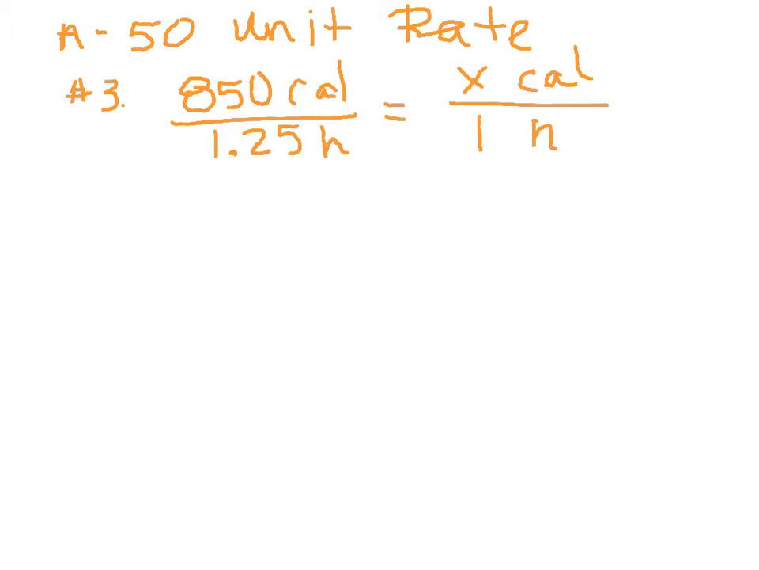So this is a 50. I'm doing a unit rate problem and it's number 3. Okay guys, every time I do a unit rate, unit means that this is always going to be set to 1. So we're looking at 1 unit. That's what we're looking at here. So if I burn off 850 calories in 1.25 hours, I want to know how many calories I burn off in a single hour. So that's what I'm looking at.